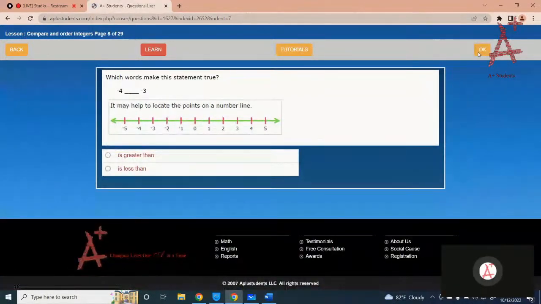Okay, which words make the statement true? Negative 4 and negative 3. Negative 4 is less than negative 3 or greater than negative 3? Very good. No, Nancy, negative 4 is smaller than negative 3, not greater. On the negative side, as you are moving far from 0, the numbers are getting smaller and smaller. So negative 4 is farther than negative 3 from 0. That means negative 4 is less than negative 3. Got it?